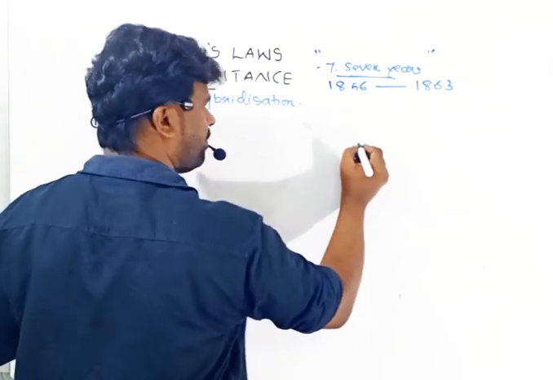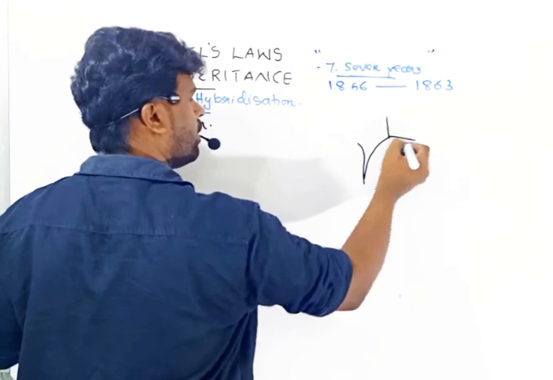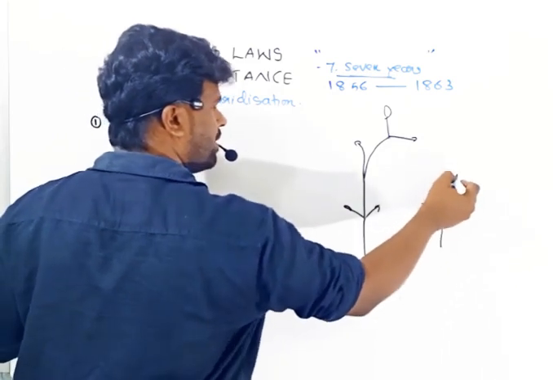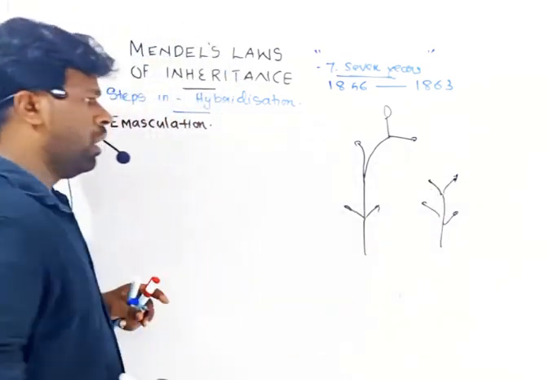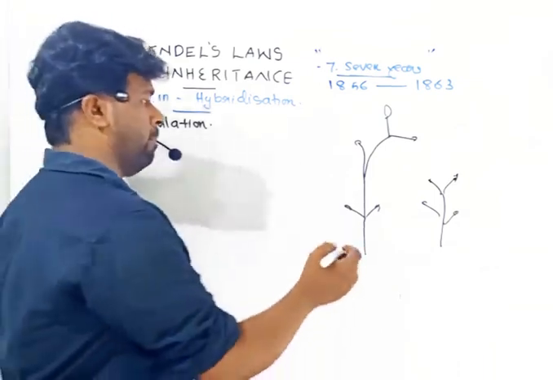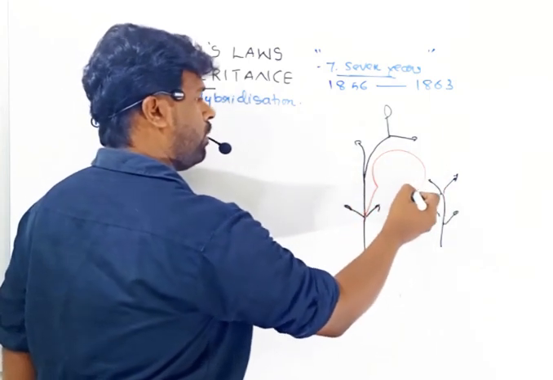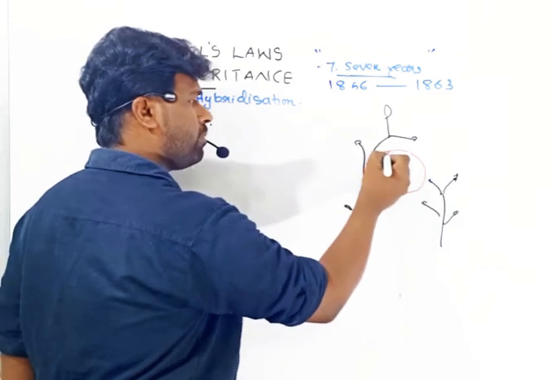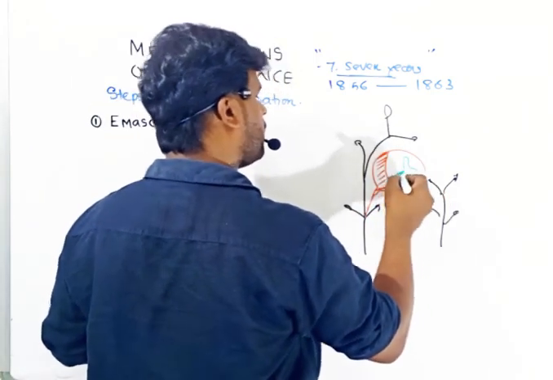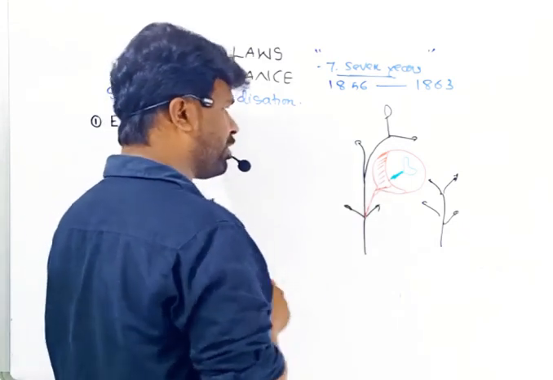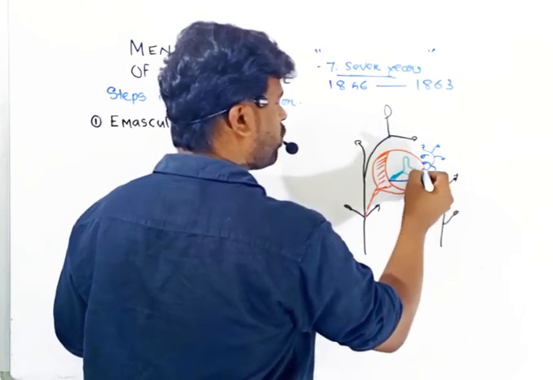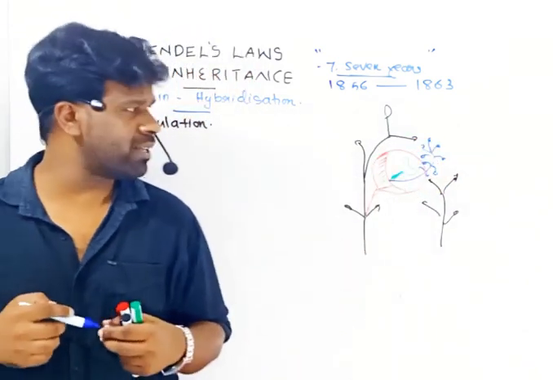So he selected two plants, suppose a tall plant and a dwarf plant, for his hybridization experiment. He selected this tall plant as the female plant. Suppose this is the flower. This flower has both gynoecium as well as androecium, because it is a bisexual plant. So both sexes are there.